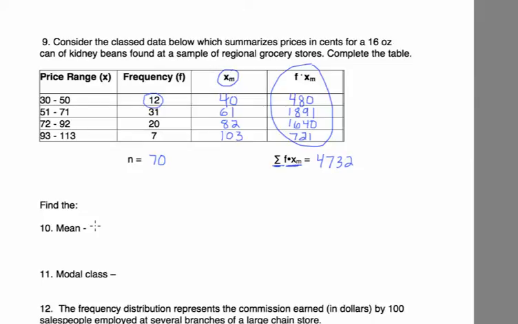On your green sheet, your formula sheet, look for the mean of grouped data. The mean of grouped data, and you'll find this formula. We have the sum of the F times XM, and we have the N. So this is adding up all our cans and dividing by how many we have. We get 67.6.